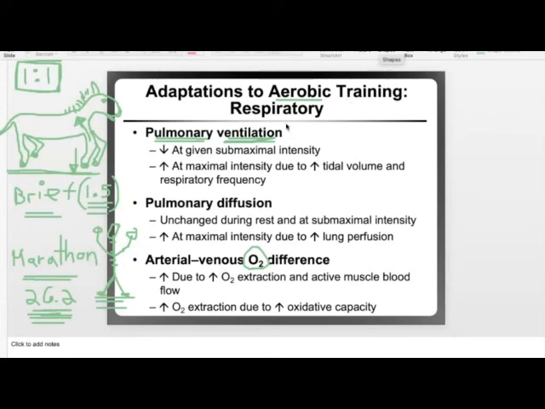So with training, your respiratory rate becomes better. I can have less breathing at any given bout of activity because my lungs get bigger. My intercostal muscles get stronger, my diaphragm gets bigger, and that all sucks more air into my lungs, increases my tidal volume. And if I can get more air and more oxygen in, then my pulmonary ventilation can go down. I can breathe fewer times per minute.